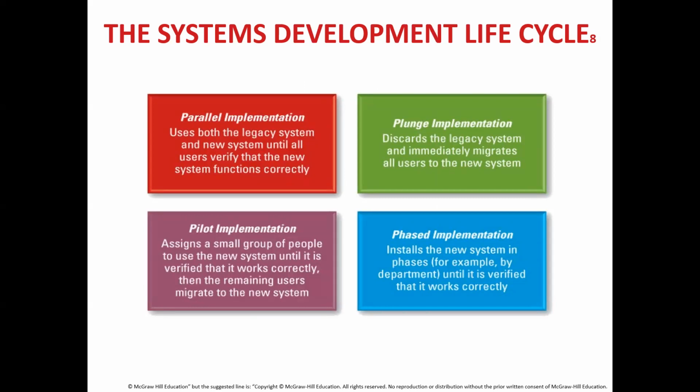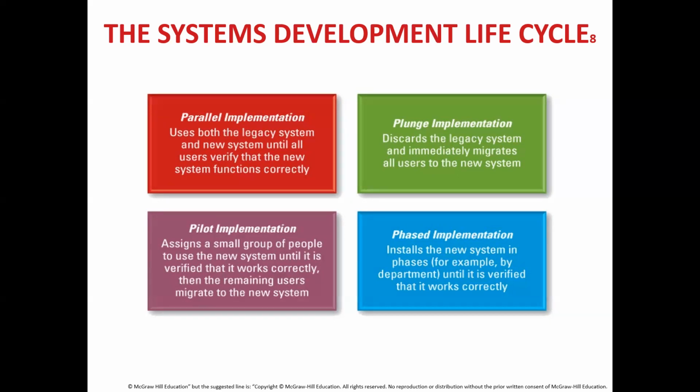In the system implementation phase, there are 4 common types of implementation methods. First one is parallel implementation. Now, parallel implementation uses both the legacy system and new system until all users verify that the new system functions correctly. Parallel adoption is a method of hardware or software migration that involves using the existing and the new systems simultaneously until the implementation is judged to be complete and satisfactory. During the transition, workers work with both systems as they gradually learn the new software.